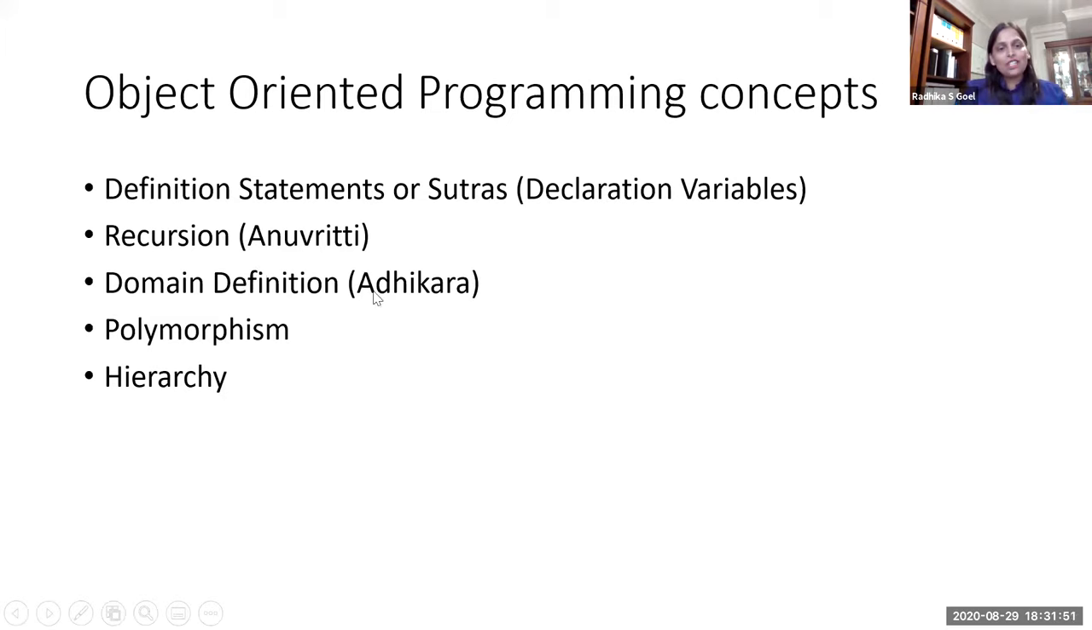Then there is a domain definition, where the Adhikara Sutra comes, and all the other sutras that follow fall under that domain. Then, of course, there is polymorphism. In object-oriented programming, you have the data objects, and then there are methods. If you're not in computer science, don't worry, just tune off for a second here. You call these methods on classes, and you can use the same method for different instances of the objects. That is seen as well in Ashtadhyayi.